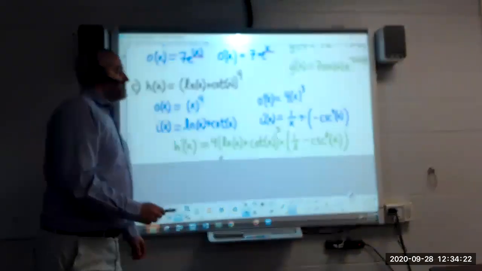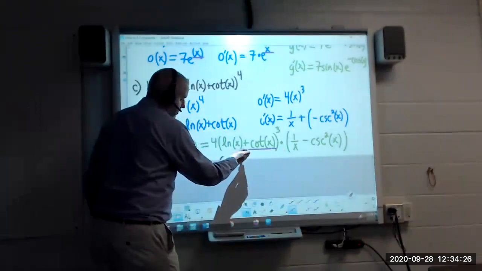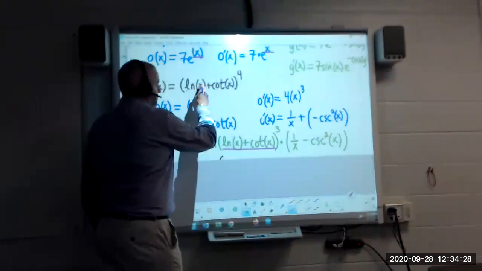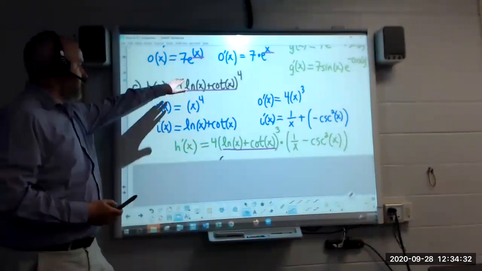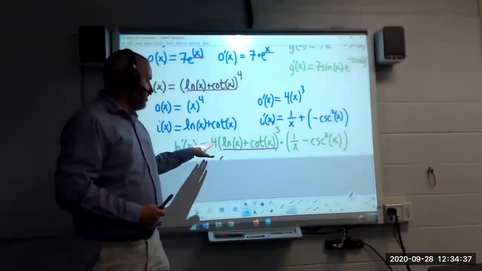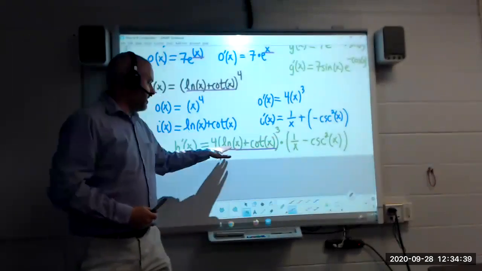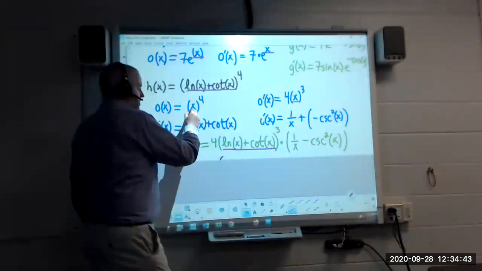Now, something else that I want you to keep close track of as you're working through your chain rule practice is this. Notice how those are the same. It's x to the fourth, but not x, natural log of x plus cotangent of x. And then 4, x to the third, but not x, the natural log of x plus the cotangent of x.